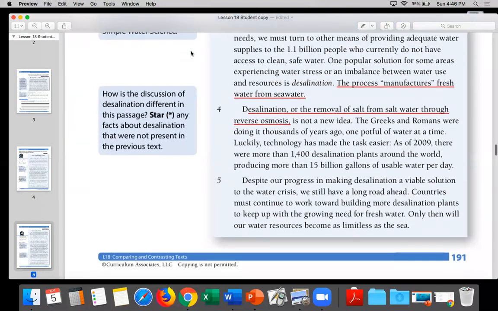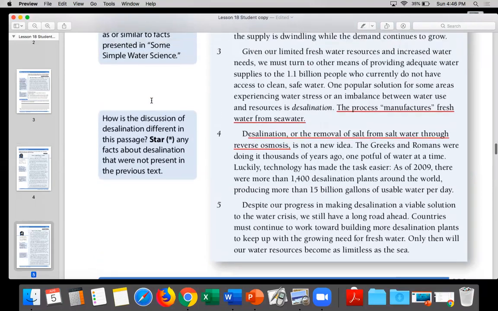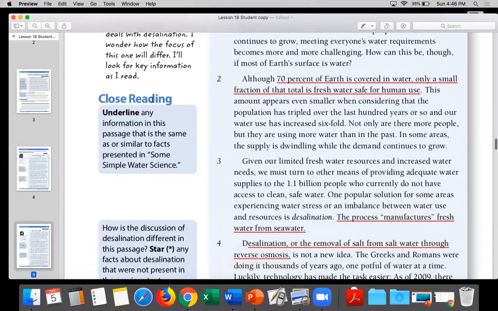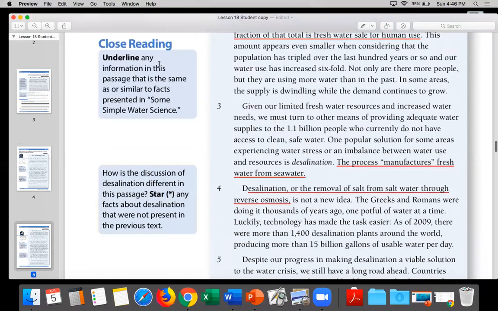All right, so let's do the second close reading. How is the discussion of desalination different in this passage? Star any facts about desalination that were not present in the previous text. Let's look through here. You can pause me and find them yourself if you want, or you can wait on me.